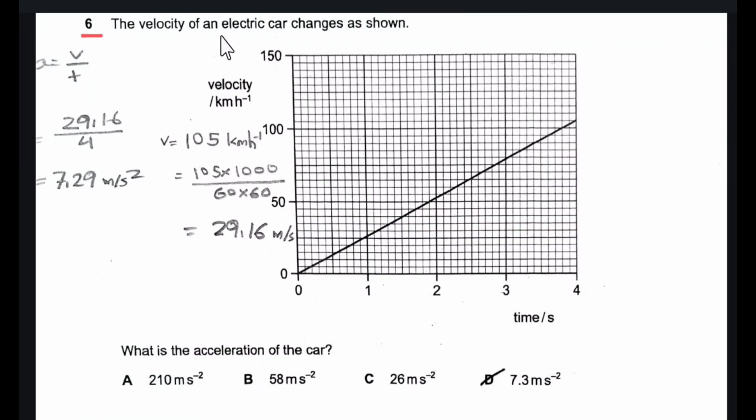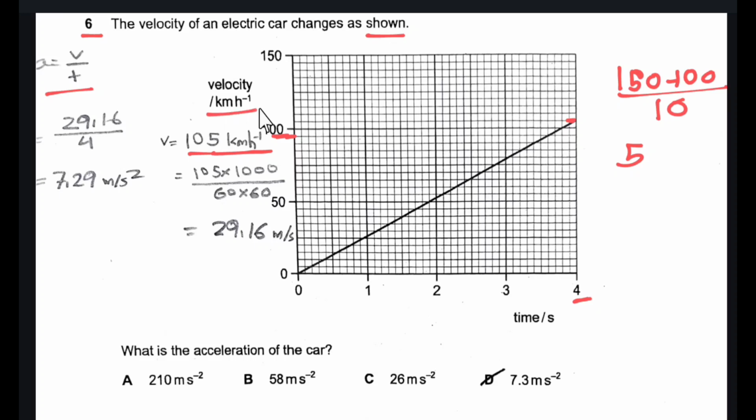Number 6. The velocity of an electric car changes as shown. What is the acceleration of the car? To find the acceleration, we know that acceleration is equal to change in velocity by time. So what is the velocity? Suppose at this point, this is basically 150 minus 100, divided by 10 boxes. So after dividing by 10, each small square box becomes 5. So this is basically 105, that is the velocity is 105. And when the velocity is 105, time is 4.